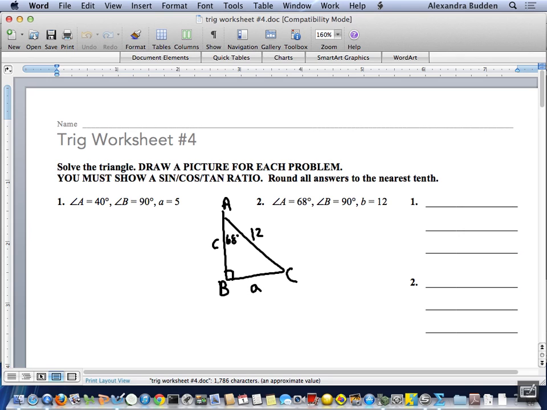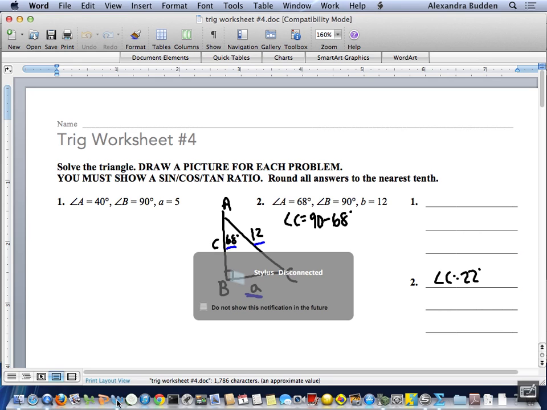Okay, this is the figure that you should have had. The first thing is to find angle C: take 90 and subtract 68 degrees. I get angle C to be 22 degrees. I'm going to continue by finding side A. If you found C first, that's fine. Again, use what you were given. We have the 68, the A, and the 12. A is opposite, 12 is hypotenuse, so you should have used sine.